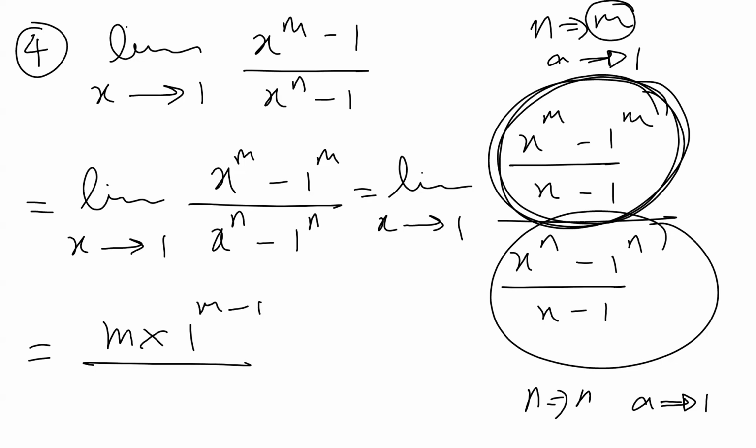Because n is m, na? And the denominator, will you go ahead and tell me? Upon n into 1 raised to n minus 1. Okay, perfect.